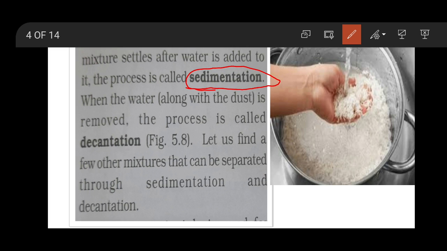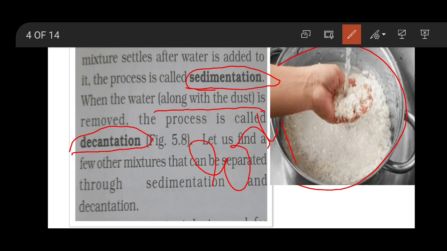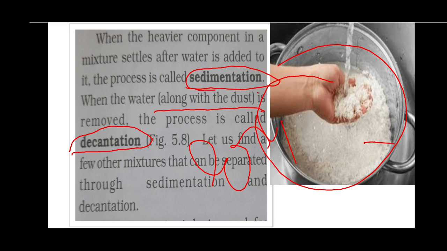The next is when the water is removed, the process is called decantation. See the definition. When the water along with the dust particles is removed, the process is called decantation. Let us see the example. The example is rice. Okay.